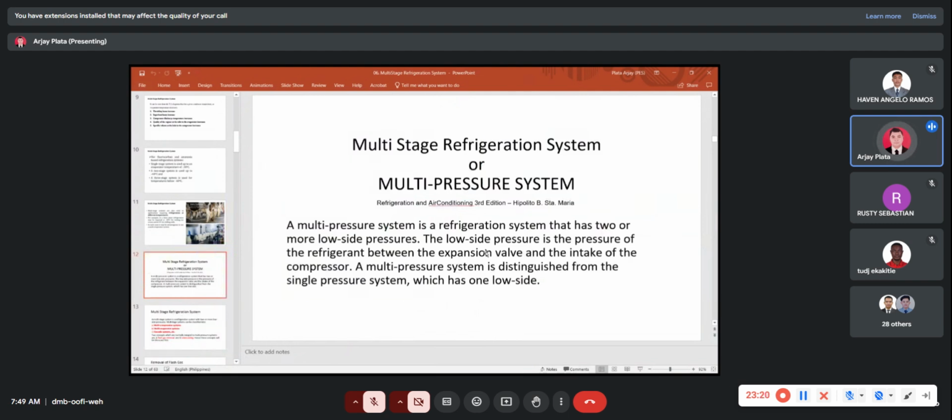A multi-pressure system is a refrigeration system that has two or more low side pressures. The low side pressure is the pressure of the refrigerant between the expansion valve and the intake of the compressor. So a multi-pressure system is distinguished from the single pressure system, which has one low side.